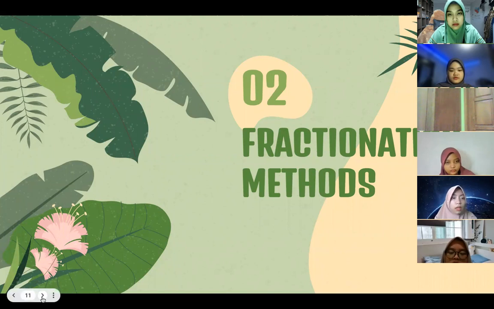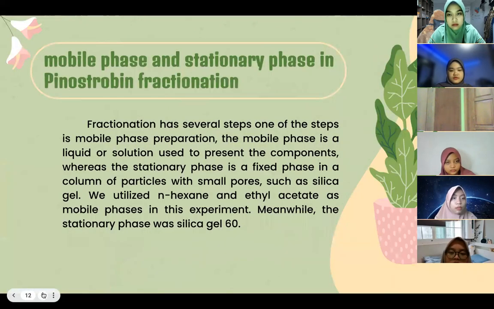Next. And for fractionation, there are a mobile phase and a stationary phase. Fractionation has several steps. One of the steps is mobile phase preparation. The mobile phase is a liquid or solution used to carry the components, whereas the stationary phase is a fixed phase in a column of particles with small pores, such as silica gel. In this experiment, we utilize hexane and ethyl acetate as mobile phases, and for the stationary phase, we use silica gel 60.